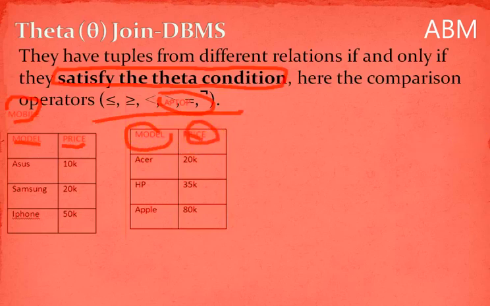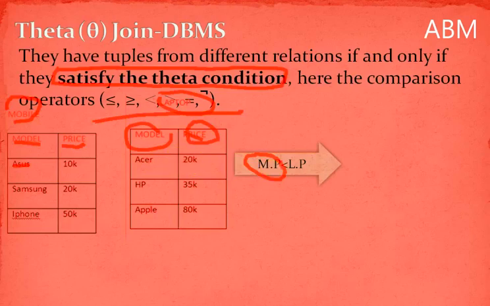Now we are going to apply the condition that we should show all those data from table A and B, from the table mobile and laptop, where mobile prices are lower than the laptop prices. As you can see that the first one, this asset's price is lower than the other asset.